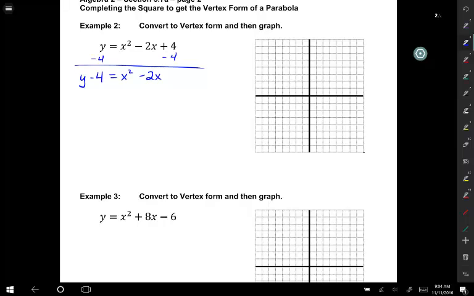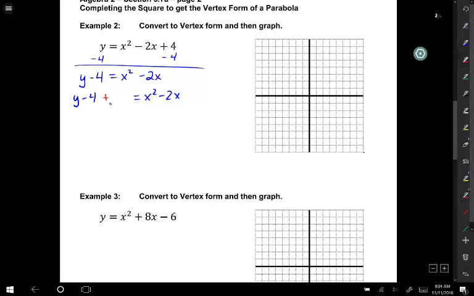Second step is to put in our plus blanks. So write in your plus blanks. So y minus 4, x squared minus 2x, and I'm going to stick in some different colors here, plus blank in red, and there's our plus blanks.